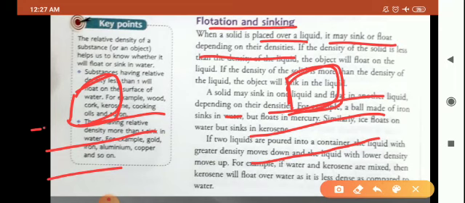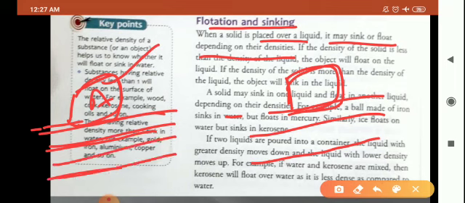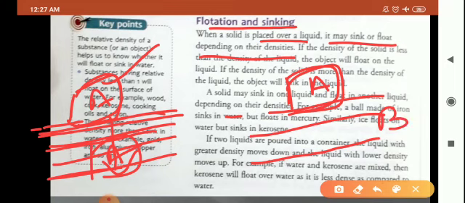Suppose in this, if we place this object A over the surface of this liquid, here this object gets sunk inside that particular liquid. But suppose if we place the same object A in another liquid B, what we find is that the object does not sink but it floats over the surface of the liquid. So what is the reason?